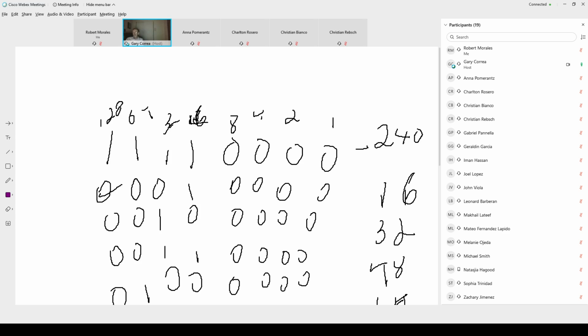16 plus 16 is 32. If I add 16 to that, I get 48. If I add 16 to that, I get 64. If I add 16 to that, I get 80. If I add 16 to that, I get 96. So these are multiples of 16, but only if you're using 240.